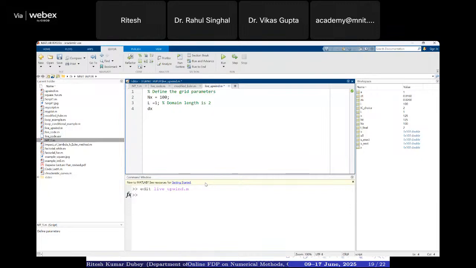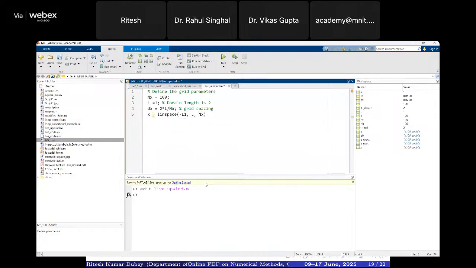So dx is your grid spacing. I can define it as 2 times L divided by nx. So this is your grid spacing. And after that, yesterday I talked about the linspace function. I want to store the entire domain in a discrete vector x, so I write linspace from minus L to L with nx points.